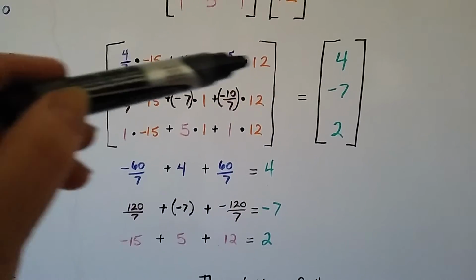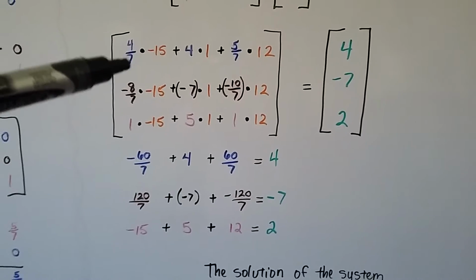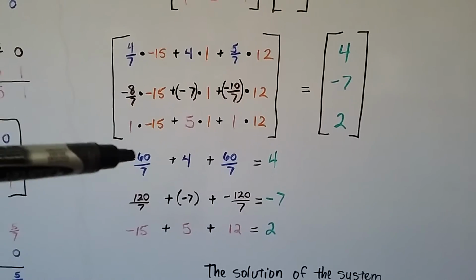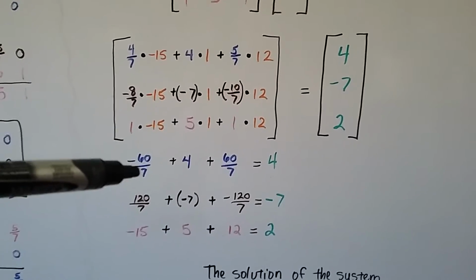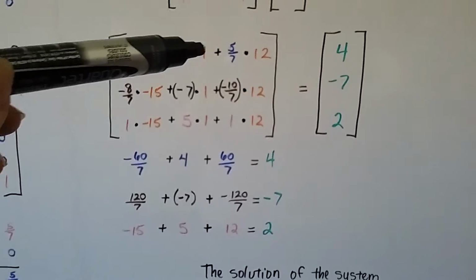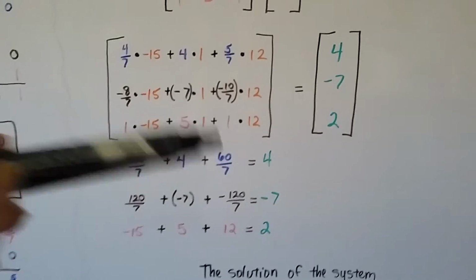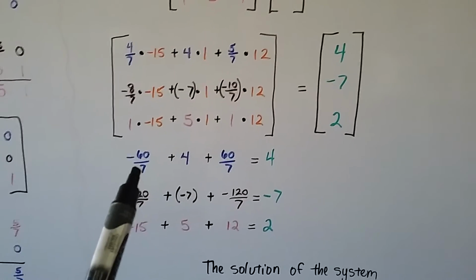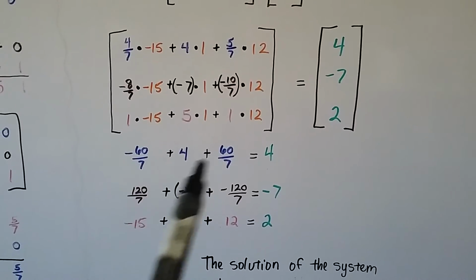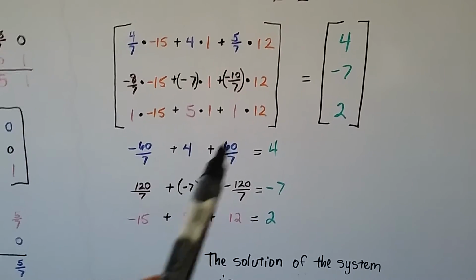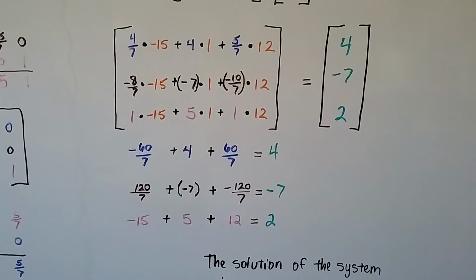And in this first row up here, we're going to get a negative 60/7. It's a negative 60 over 7 plus a 4 plus a 60 over 7. And this negative 60 over 7 and this positive 60 over 7, well, they're 0 pairs. They're additive inverses, so we can just get rid of them. We only have a 4 left.